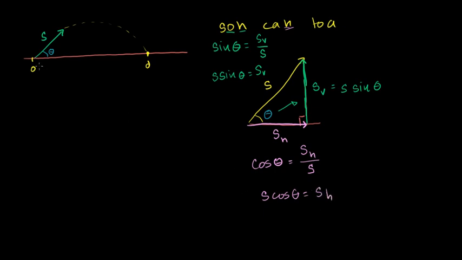So we now know how fast we are traveling in the horizontal component. We know that that is going to be s cosine of theta. And we know in the vertical direction, the magnitude is s sine of theta. So now that we've broken it up into the two components, we're ready to figure out how long we're going to be in the air.